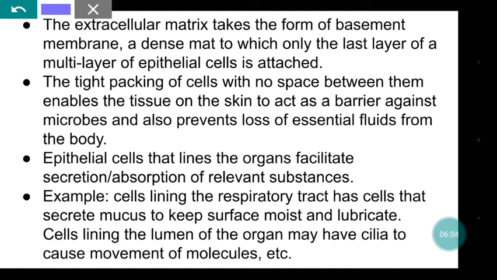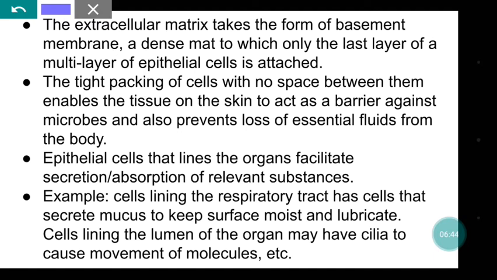The epithelial cells that line the organs facilitate secretion and absorption of relevant substances. The linings of many organs, like the intestinal tract and respiratory tract, have epithelial cells. The outermost covering of the intestine has epithelial cells, and those cells are specialized for the absorption of nutrients as well as secretion or excretion of some waste material.